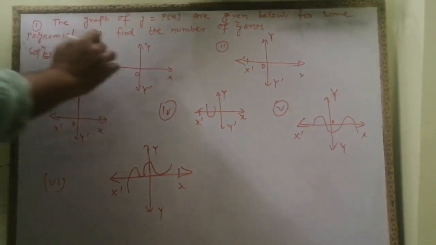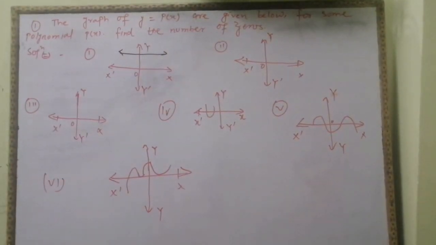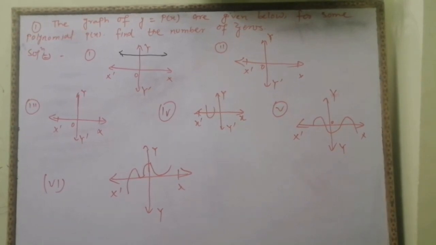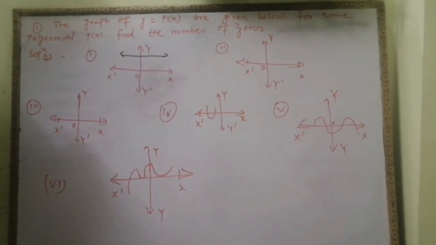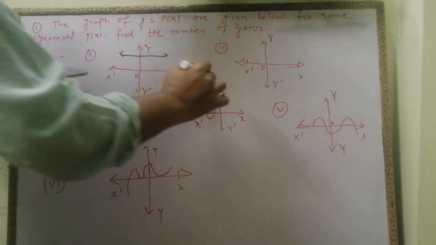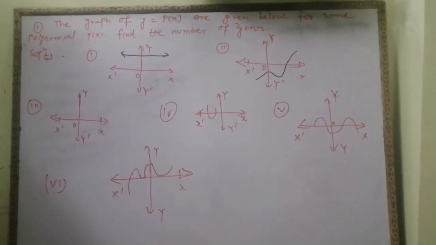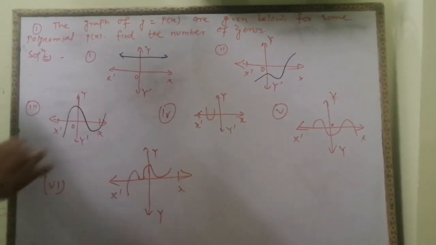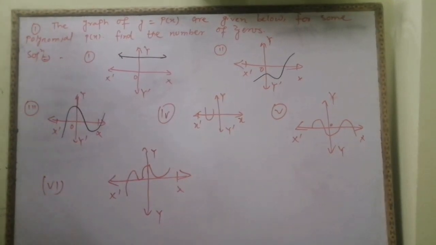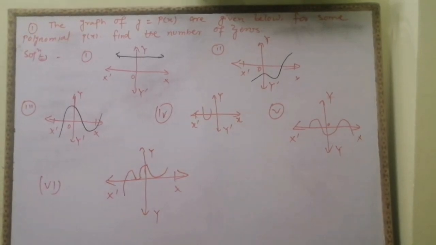Okay, in this case the graph of this one is like this. Again, in the second one the graph will be like that. In the third, the graph will be like this one. The fourth I have already drawn, the fifth I have drawn, the sixth I have drawn. So let's see how many zeros there are in each graph.